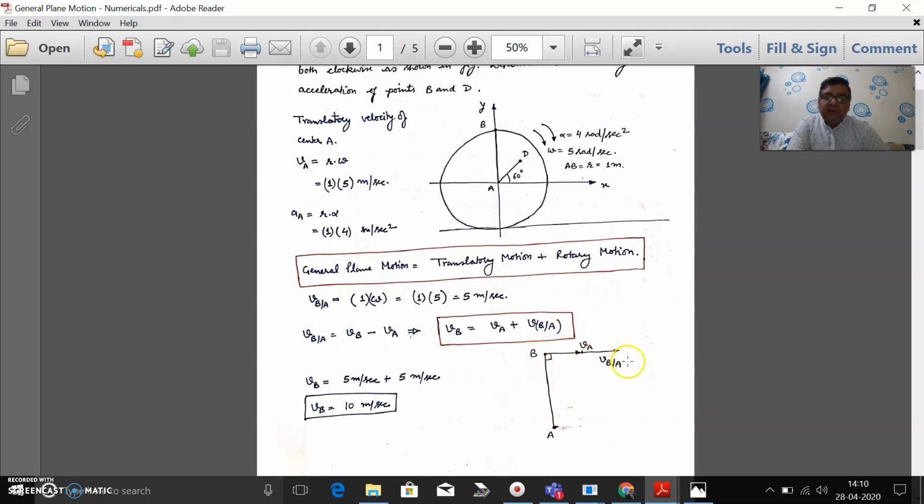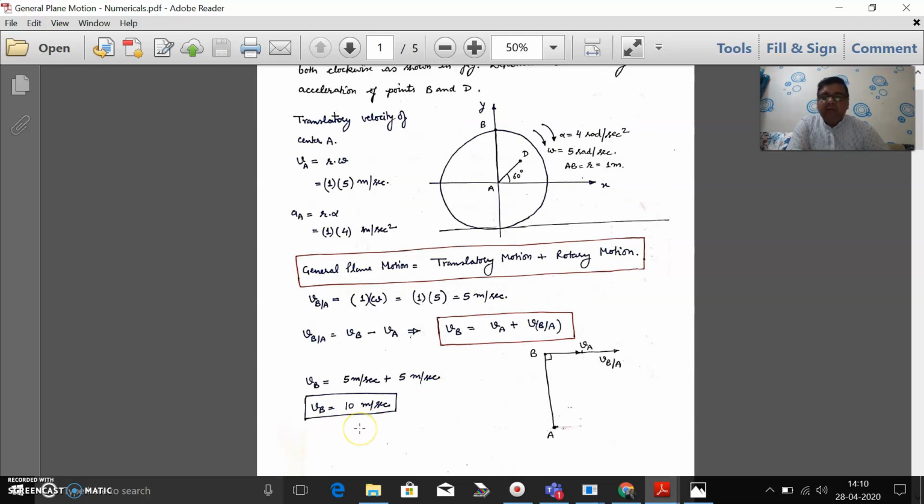Velocity of B with respect to A is R into omega. R is equal to 1 and omega is equal to 5. So velocity of B with respect to A is 5. So for general plane motion, velocity of B is equal to 5 meter per second plus 5 meter per second, or 10 meter per second. Okay.